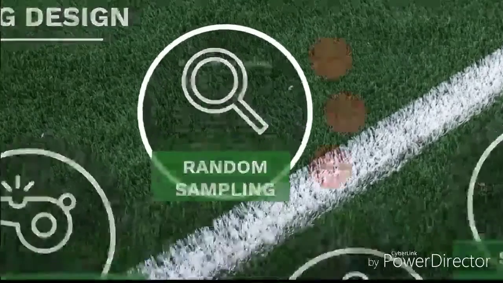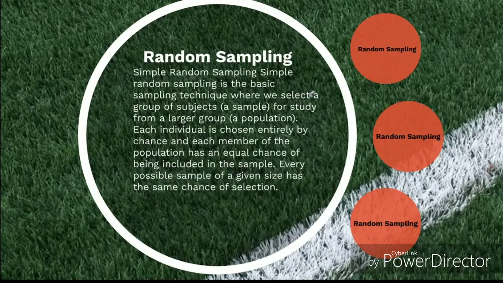Random sampling. Simple random sampling is the basic sampling technique where we select a group of subjects from a larger group. Each individual is chosen entirely by chance and each member of the population has an equal chance of being included in the sample. Every possible sample of a given size has the same chance of selection.